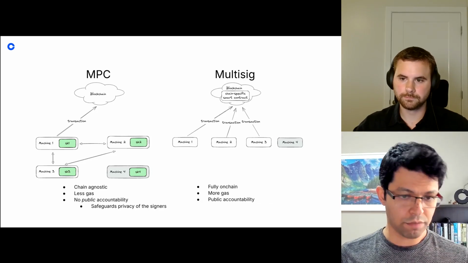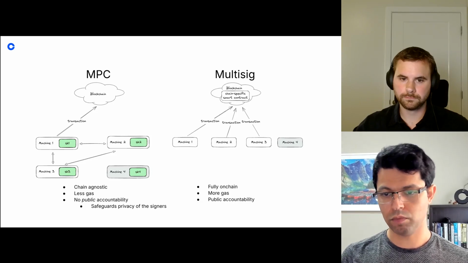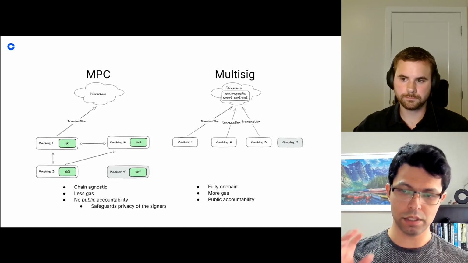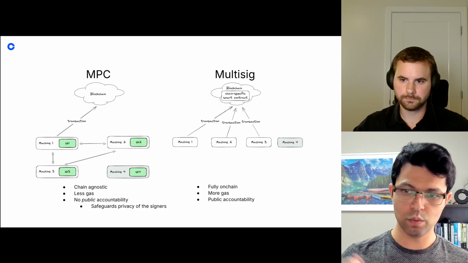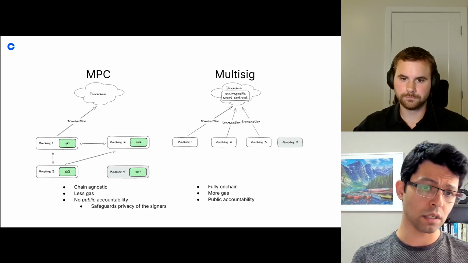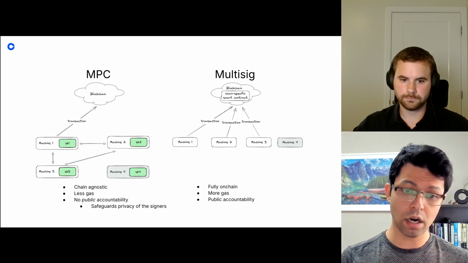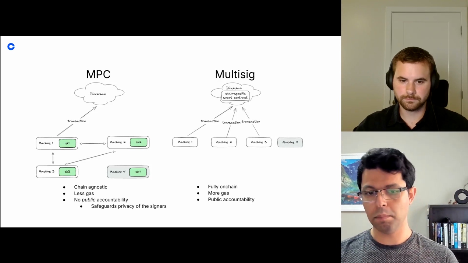The other difference is the public accountability. So in multisig, you have public accountability. It's clear who did what, when, and if something goes wrong, you know who was responsible. In the MPC world, there is no public accountability. Everything is off-chain. But this is not necessarily a bad thing.